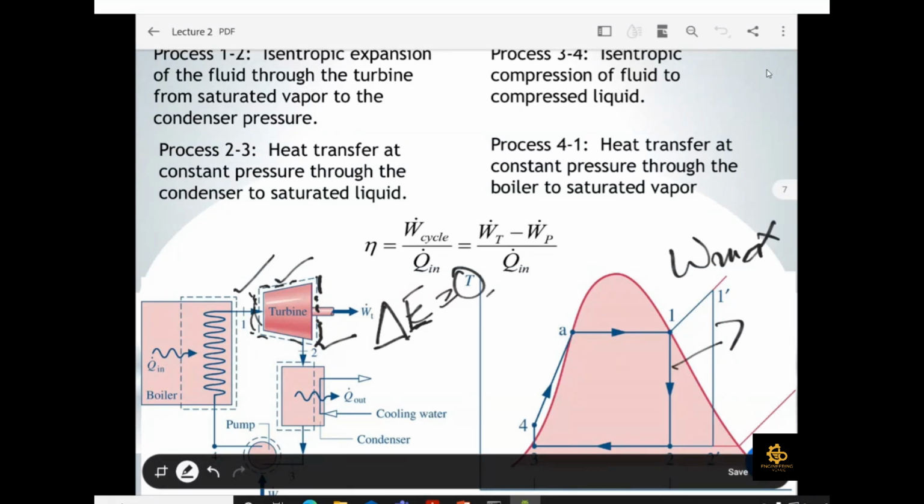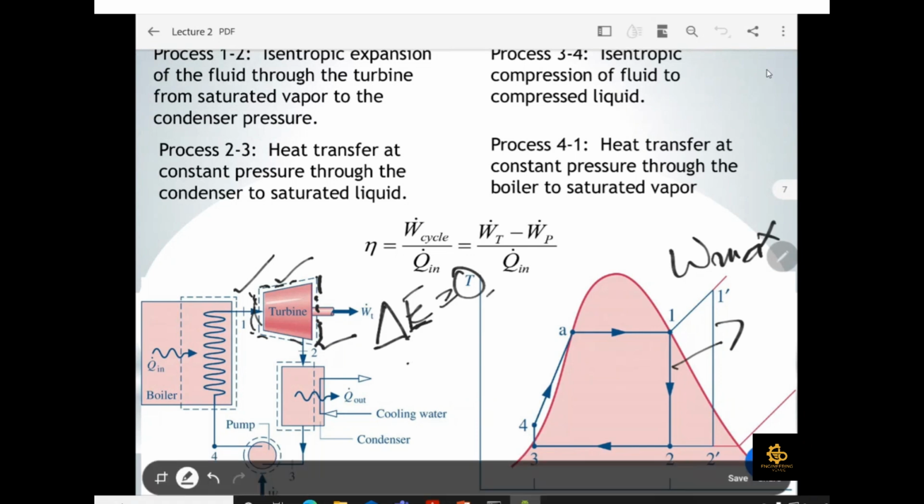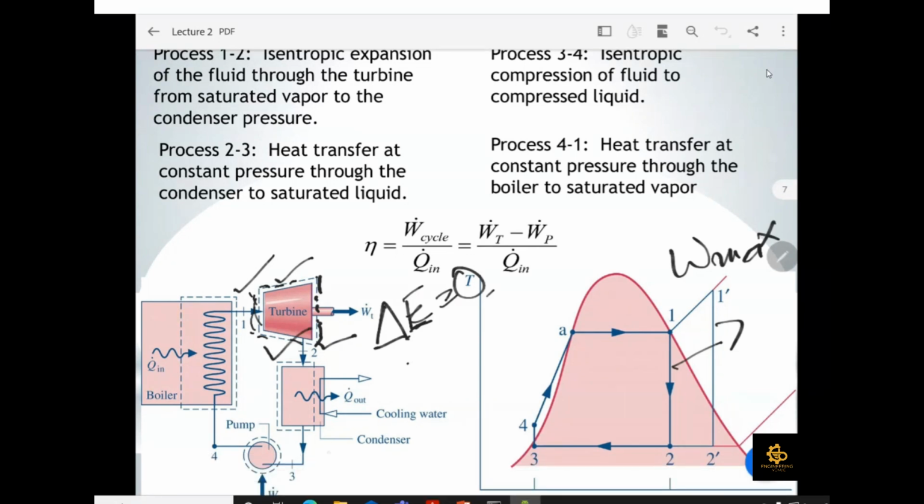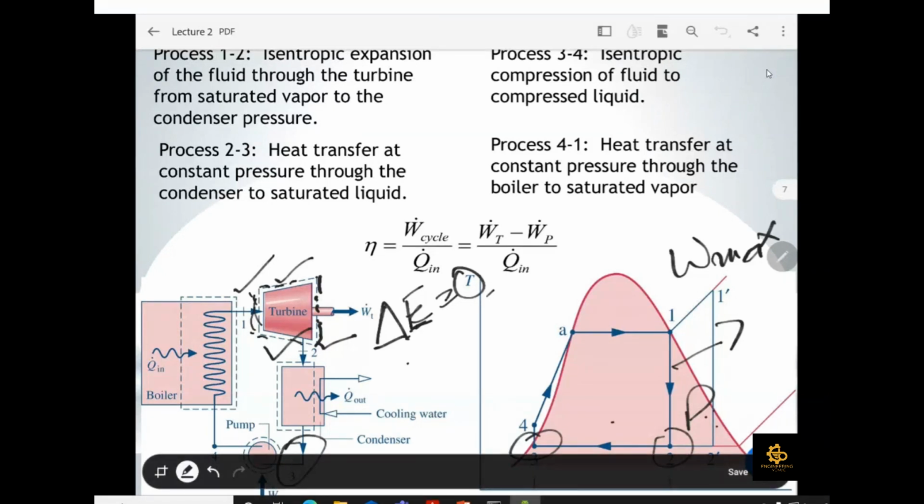The second thing is 2 to 3. So where is your 2 to 3? This is your point 2 and this is your point 3. Here there will be a condenser, and at the condenser 2 to 3, it will be a constant pressure process. Constant pressure means whatever the pressure is at 2 will be the same at point 3. So this is your constant pressure heat rejection.